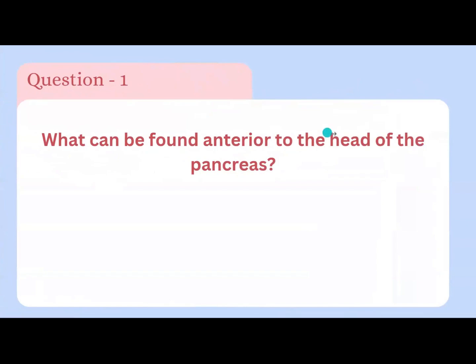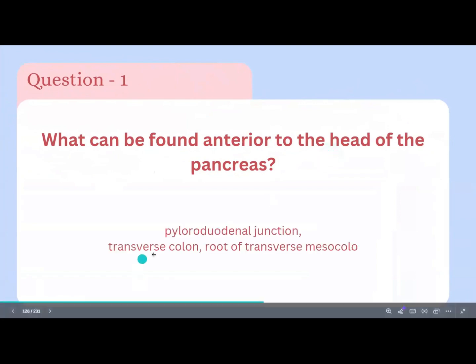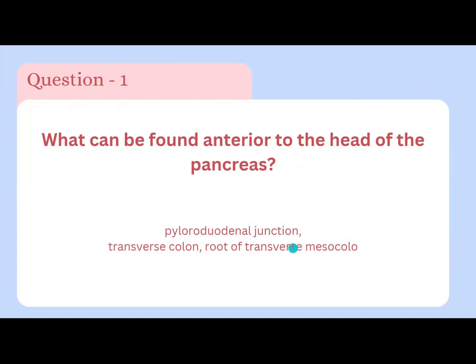So what can be found in the anterior part of the pancreas? Do you guys memorize it or not yet? Anterior part, anterior to the head of the pancreas. Transverse colon, okay, nice. So there are three structures: the transverse colon, the pyloroduodenal junction, and the root of the transverse mesocolon.